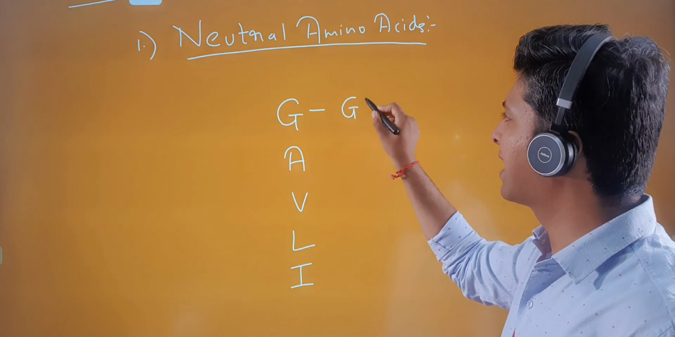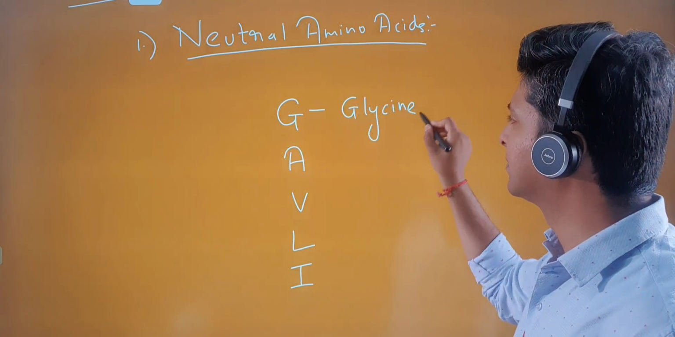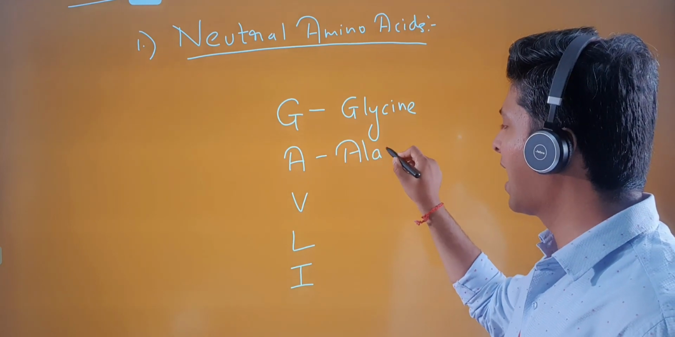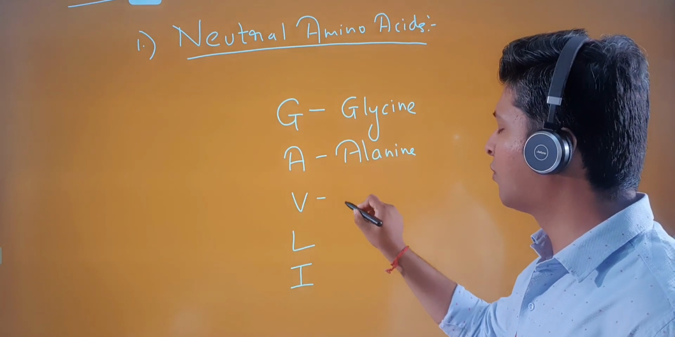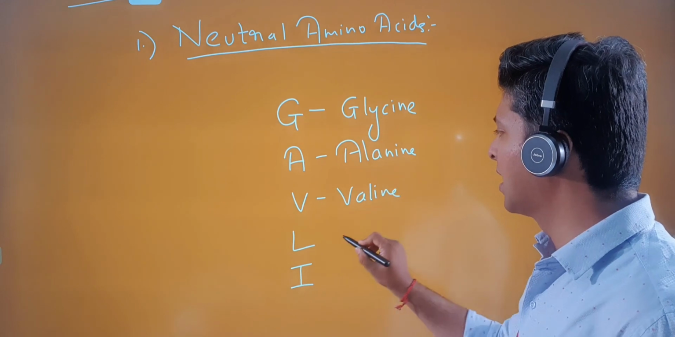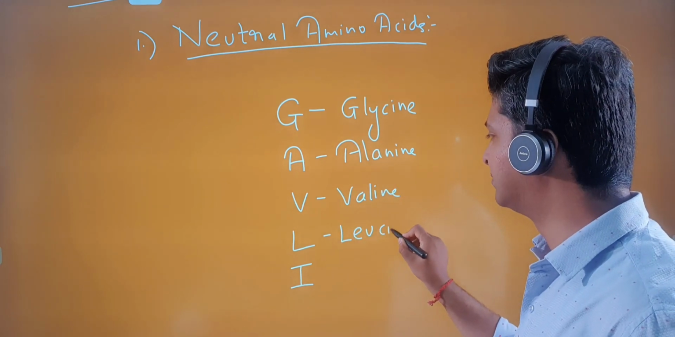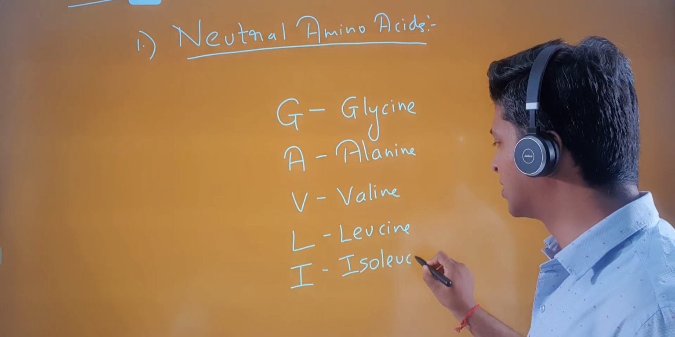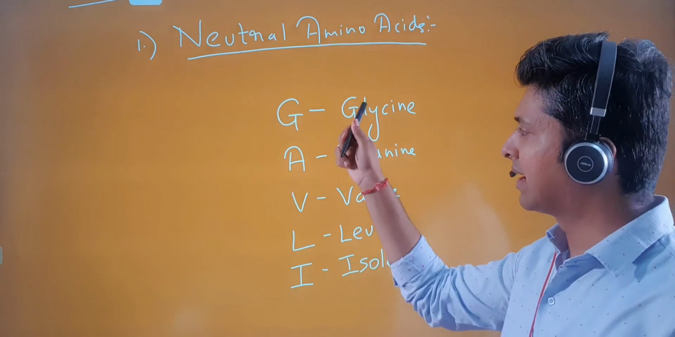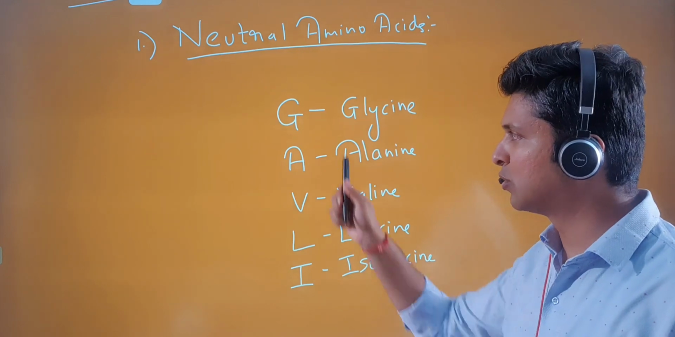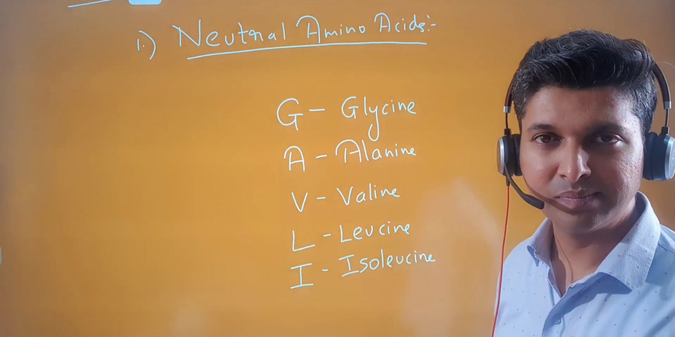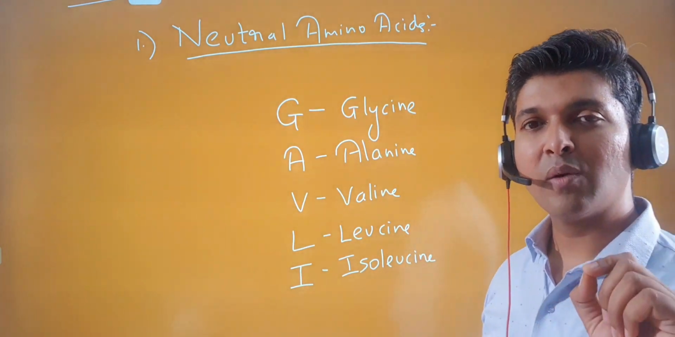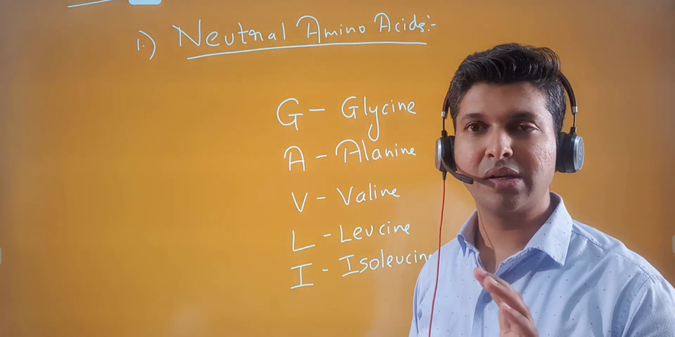So here we are having glycine, G for glycine, neutral amino acid, A for alanine, V for valine, L for leucine, I for isoleucine. Okay, glycine, alanine, valine, leucine, isoleucine, Gavli. Gavli will help you remember the amino acids. Which amino acids? Neutral amino acids. Now, why is a particular amino acid called a neutral amino acid?